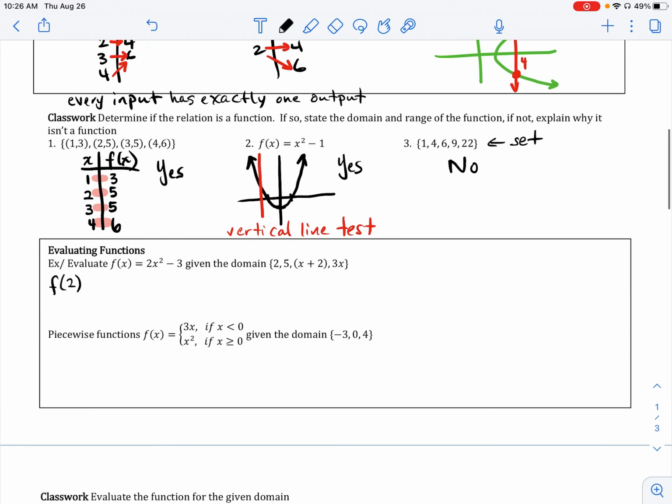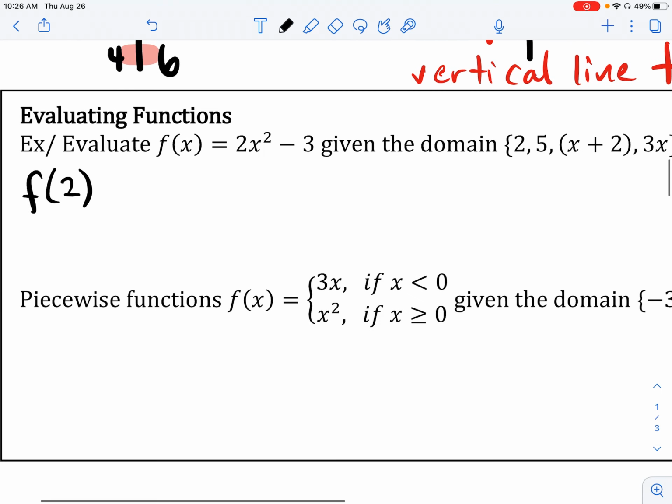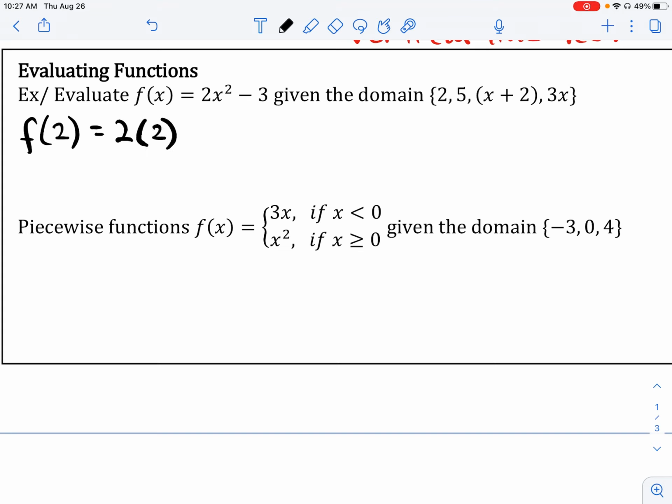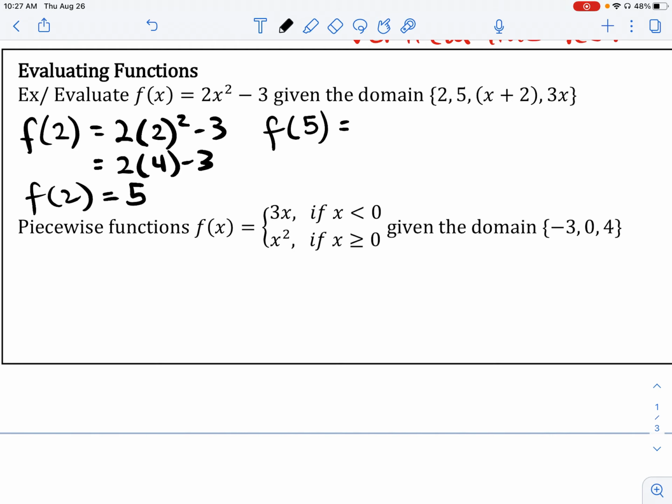So with that in mind, if I plug 2 into this function here, we're going to say 2, and in place of the x, I'm going to substitute a 2 squared minus 3. So this is 2 times 4 minus 3, and I can say f of 2 is equal to 5. Let's try f of 5 now. Go ahead and pause the video and try that one on your own. Well, hopefully you found that this was 2 times 5 squared minus 3. So 2 times 25, which is 50, minus 3 is 47.